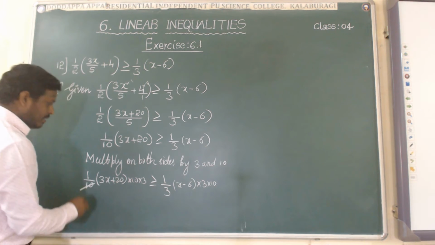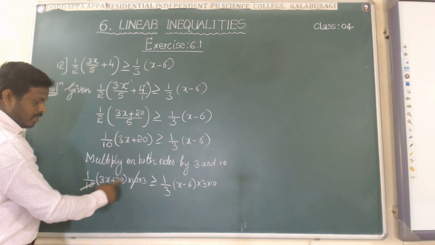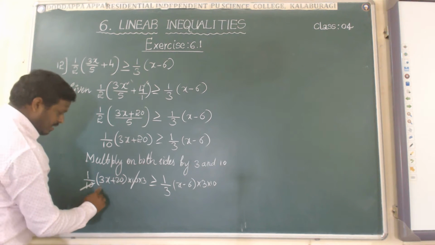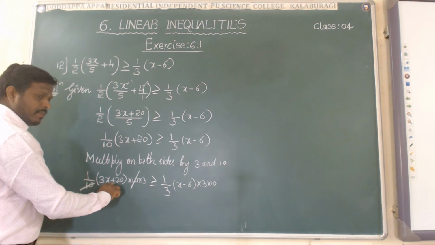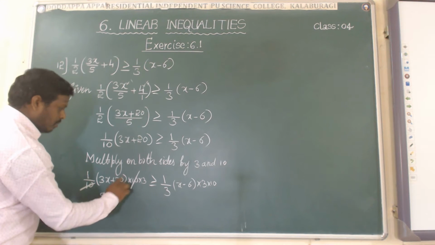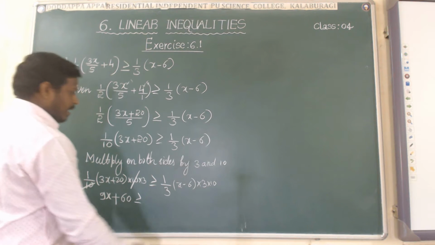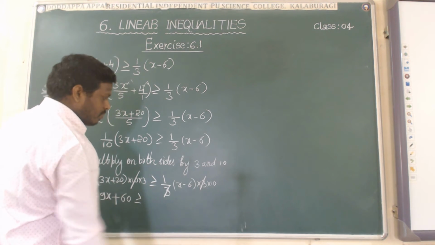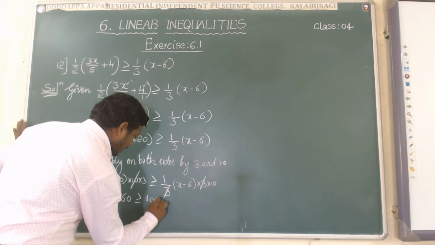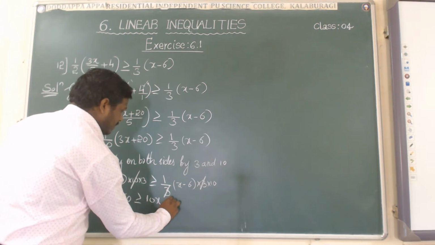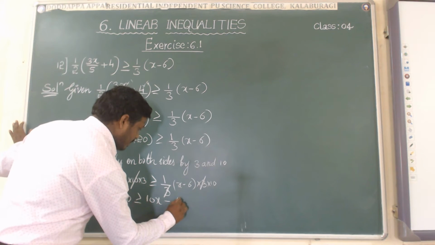Here this 10 will go. What remains is 3 multiplied into these two terms: 3 times 3 is 9, so 9x, and 3 times 20 is 60. Greater than or equal to symbol. Again here 3 will go, so multiply 10 with these terms: x into 10 is 10x, and minus into 10 into 6 is 60.